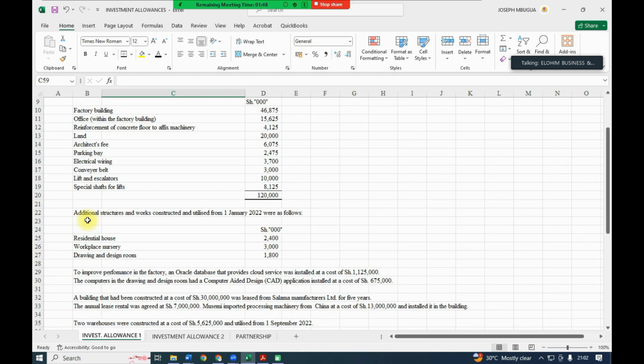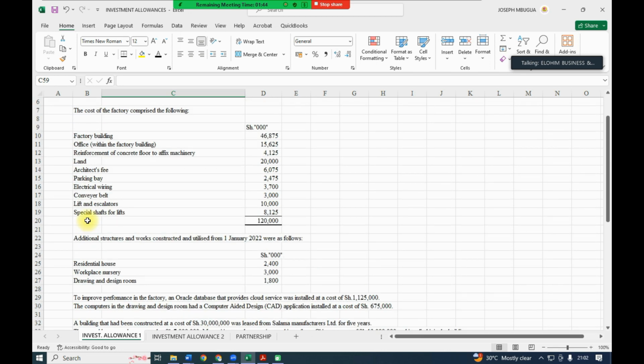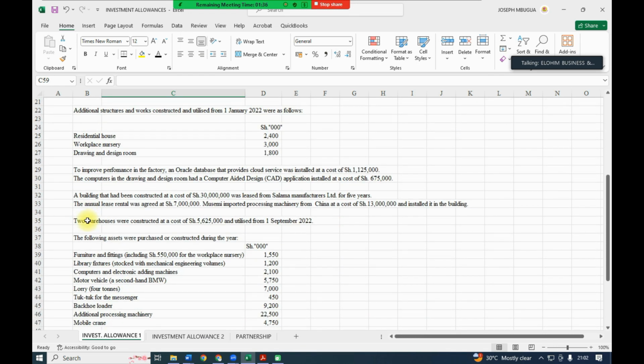I think that's all. Lift and escalators, conveyor belt, electrical wiring will not. The parking bay, we have included that. Architect will not. Land, no. Reinforcement, where is the machinery? We bought machinery.